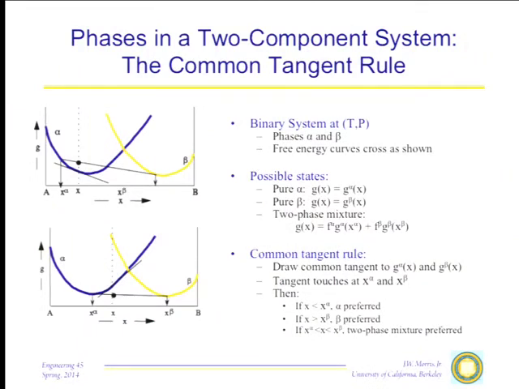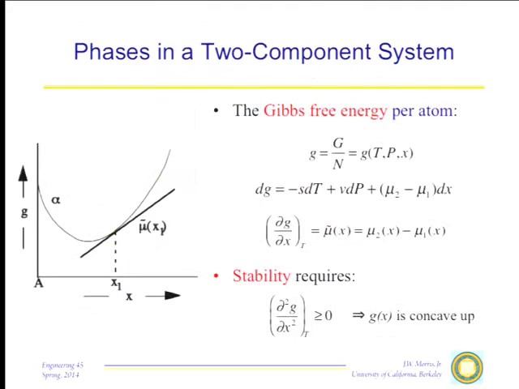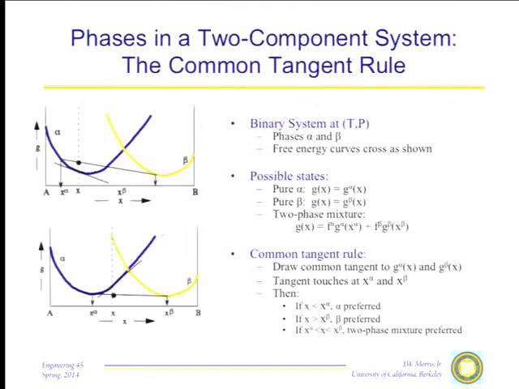Another way to look at that is remember that the slope of this curve is the chemical potential. If I have a system that's in equilibrium, it's a condition of equilibrium that the chemical potential will be the same everywhere.